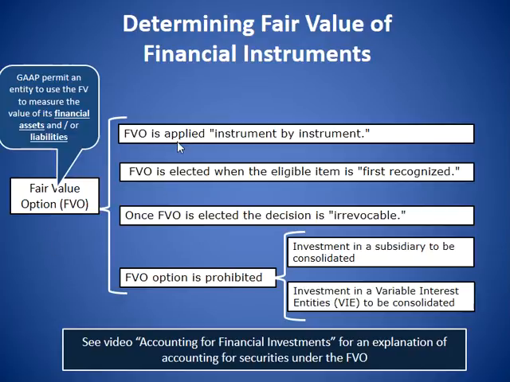The first thing is that the fair value option can be applied instrument by instrument. In other words, if we apply the fair value option to one type of security in, let's say, our asset portfolio, we would only apply that option to that security unless we want to apply it to the other securities. The other securities can be valued at some other valuation, such as cost.